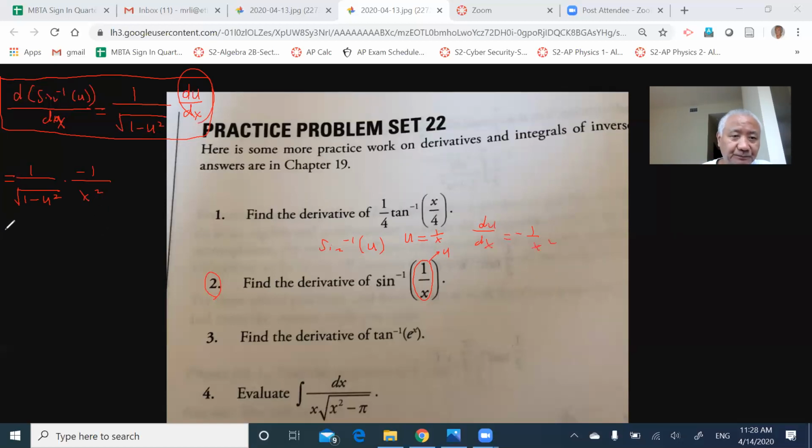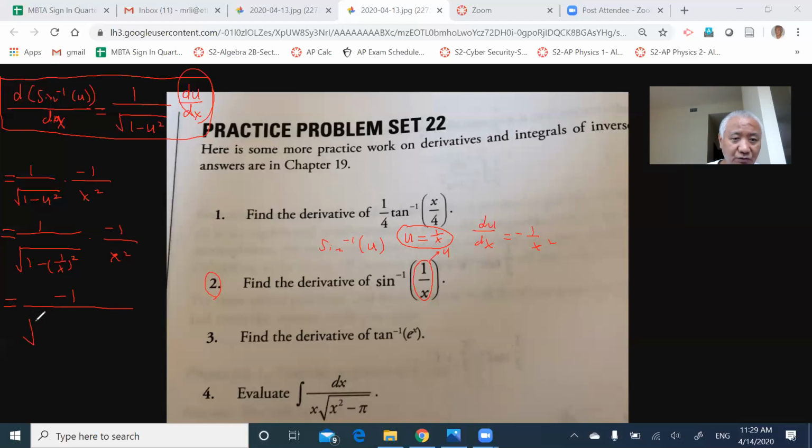And then we substitute the u back, because u equals 1 over x. So we get 1 over square root of 1 minus 1 over x squared, times negative 1 over x squared, right? And then from here, we can further simplify.